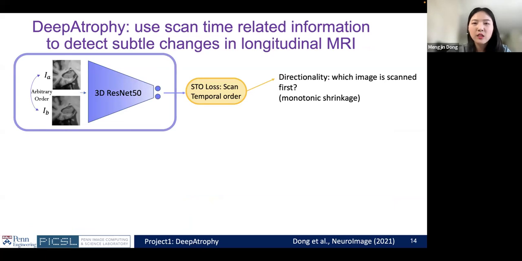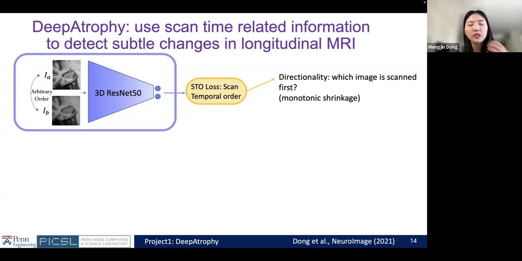The first loss function is the scan temporal order loss. This is very straightforward. If we want the deep learning model to tell the directionality of two images, we will design a loss in which we arbitrarily order the two input images. The baseline image could be first and the follow-up second, or it can be in reverse order. Then we let the model tell which image was scanned first and which was scanned second.